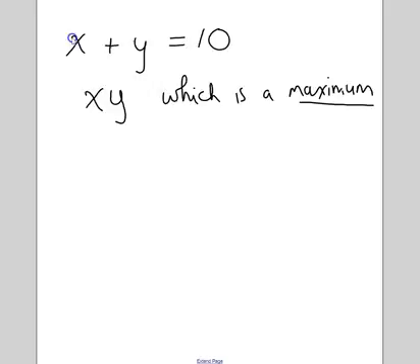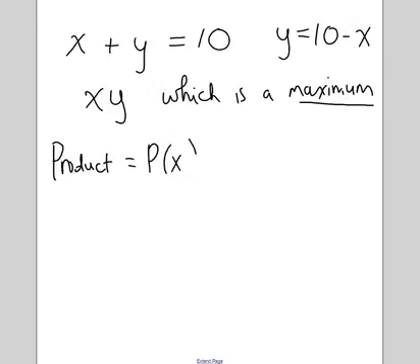Whenever you read the word maximum or minimum in a problem, there's a good chance that you can apply a quadratic function to model it. In this case, if we were trying to determine the product, well, if x plus y is 10, then the second number is 10 subtract x. And so therefore the product, we can call it p of x, is the first number multiplied by the second.